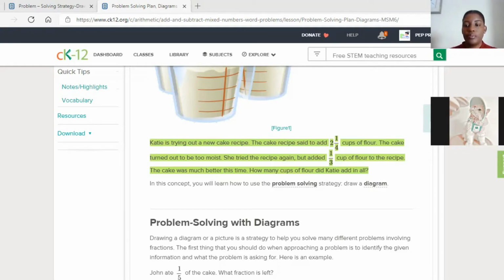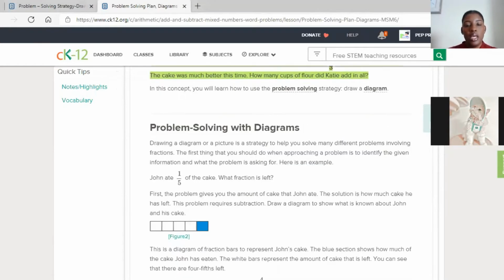All right. Yes, Miss. So problem solving with diagrams. When we draw a diagram or a picture, this is a strategy that helps us to solve many different problems involving fractions. The first thing that we should do when approaching the problem is to identify the given information and what the problem is asking for.